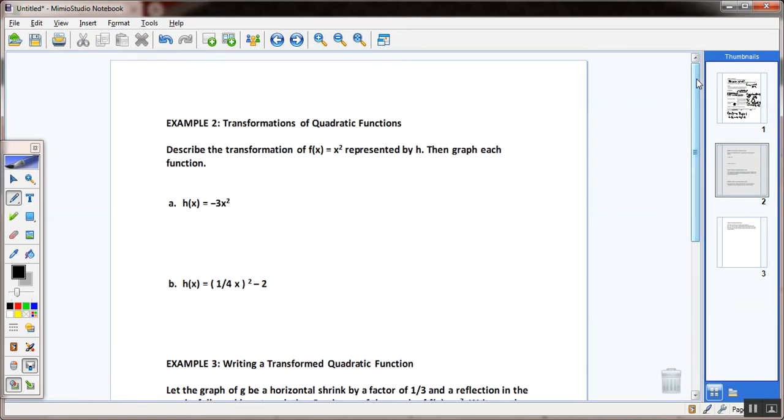So in this one right here, we're going to talk about transformations of quadratic functions. It says, describe the transformation of f of x equals x squared represented by h and then graph. You should know what these transformations are. I'm not going to talk too much about these. Again, what's the parent function? Y equals what? X squared, right?